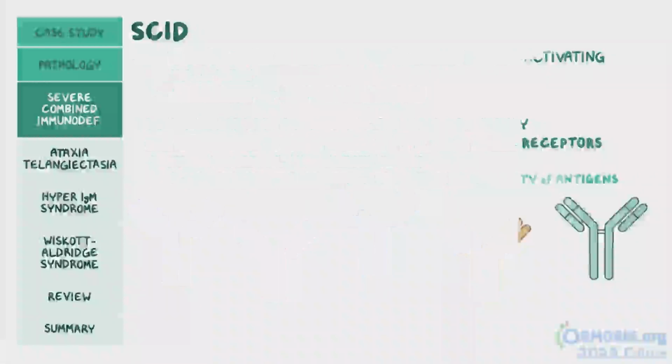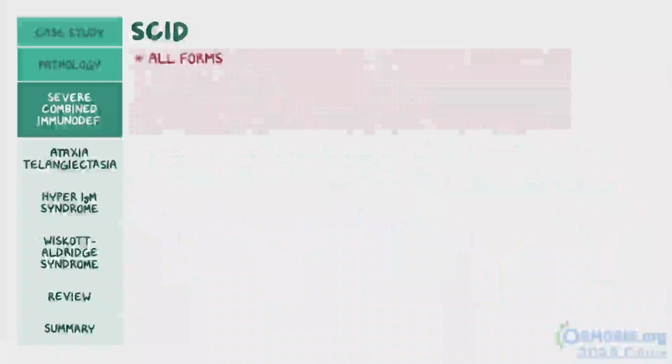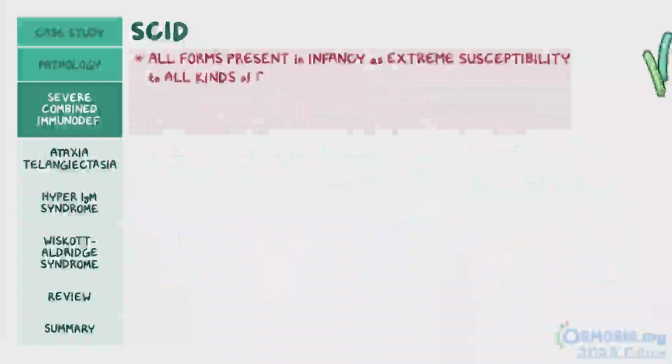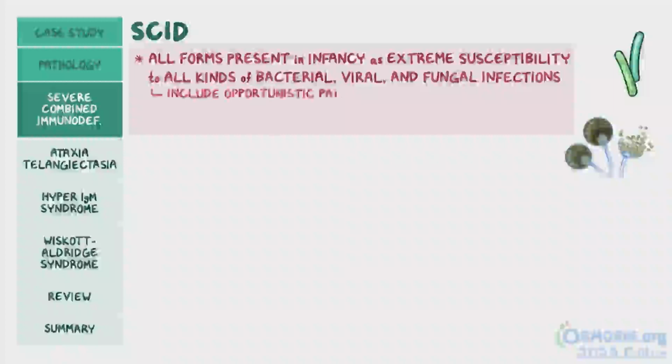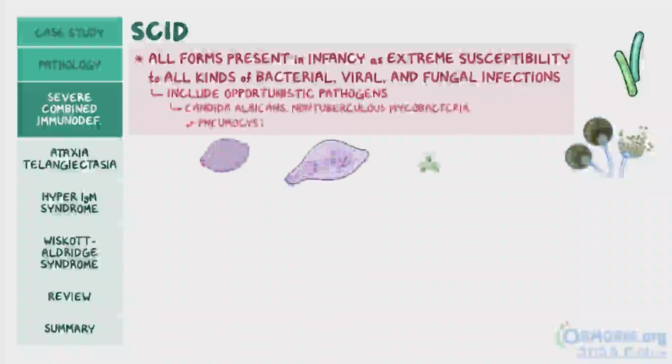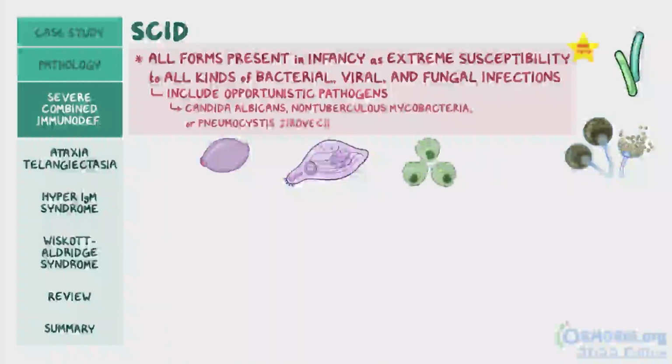Now, regardless of the type of mutation, all forms of SCID typically present in infancy as an extreme susceptibility to all kinds of bacterial, viral, and fungal infections. Most importantly, these include opportunistic pathogens, such as Candida albicans, nontuberculosis mycobacteria, or Pneumocystis jirovecii, which don't usually cause serious infections in individuals with a healthy immune system.